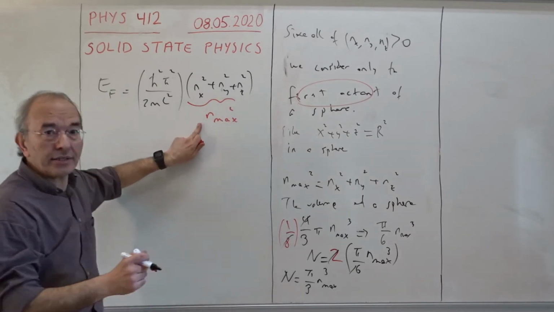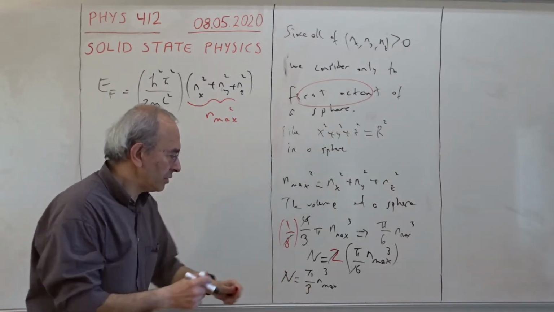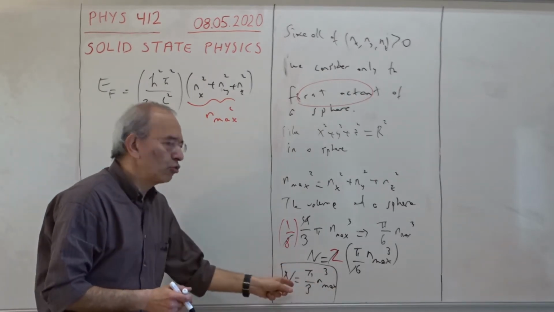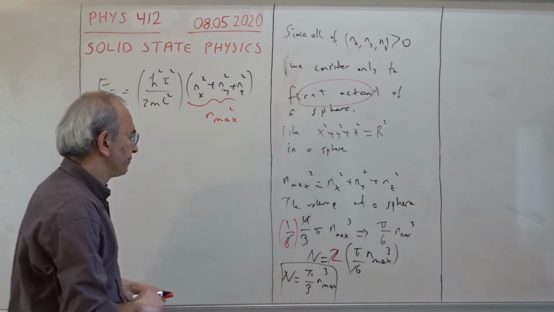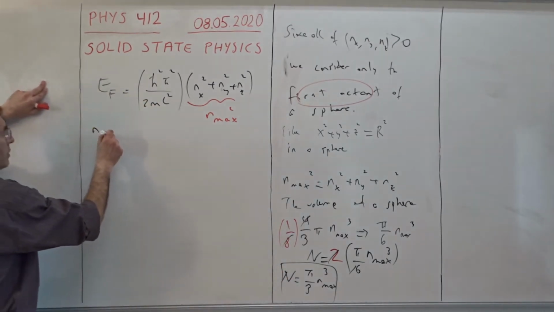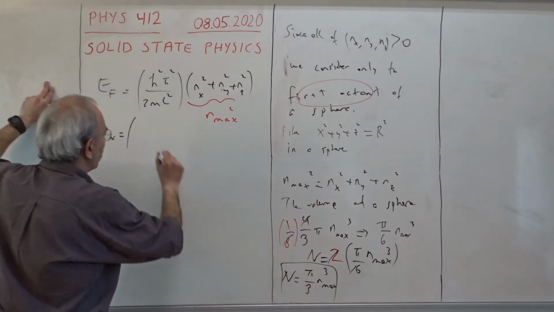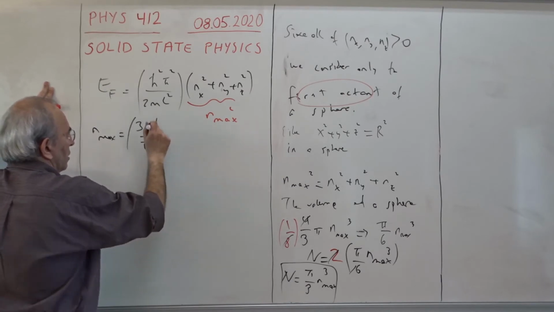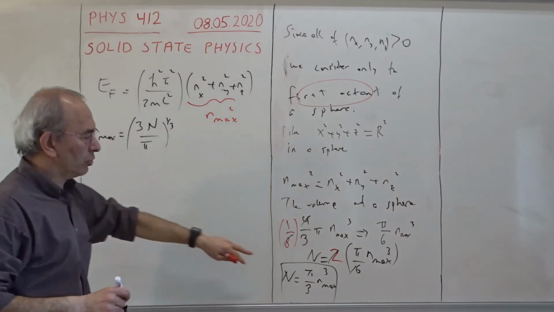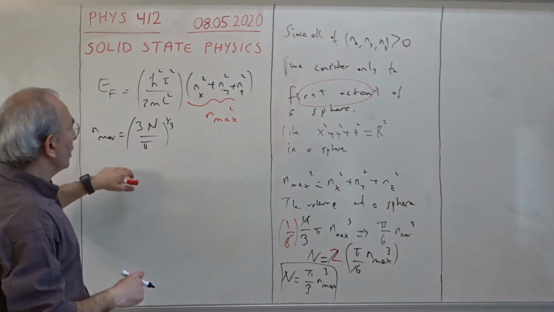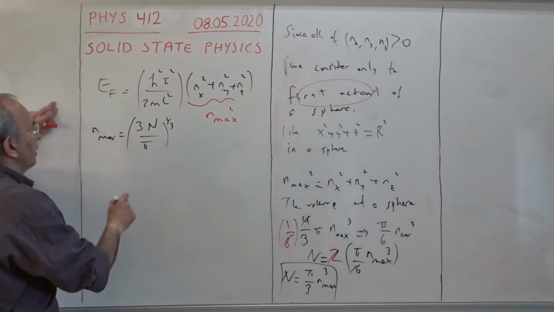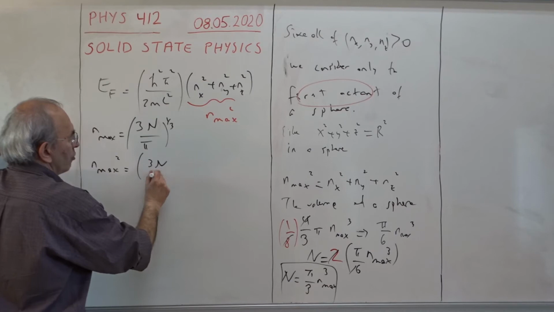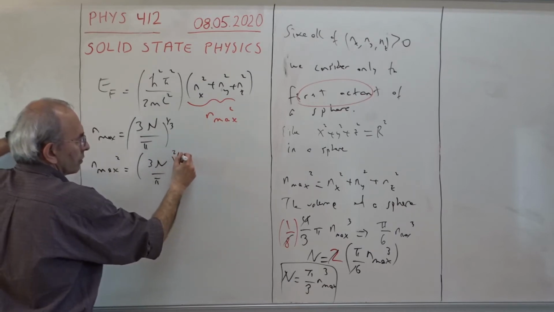And n max squared is related with n by this expression. So n max is the cube root of 3n over pi, because n max cubed is equal to that. Alright, we need the square, so that n max squared will be 3n over pi to the power of 2/3.